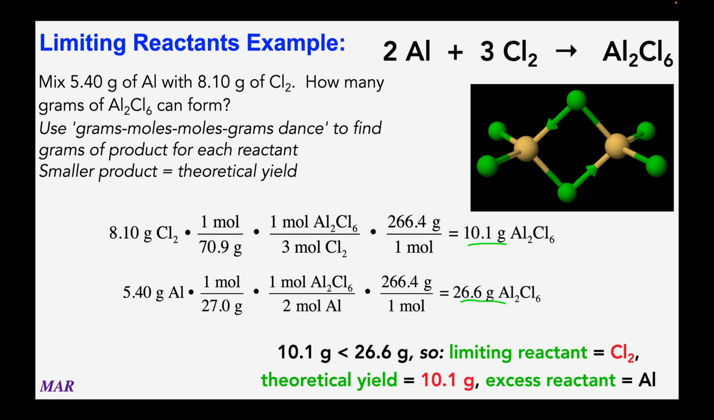Now the aluminum wants to make more, but you're going to run out of chlorine first. So chlorine is the limiting reactant. It's limiting how much product, how much Al2Cl6 you can make. And the other reactant, in this case aluminum, that's called the excess reactant. You're going to have aluminum left at the end of this one, and it might be a good idea to know how to get rid of it if you're trying to purify Al2Cl6, or maybe you can lower the amount of aluminum in your reaction next time.